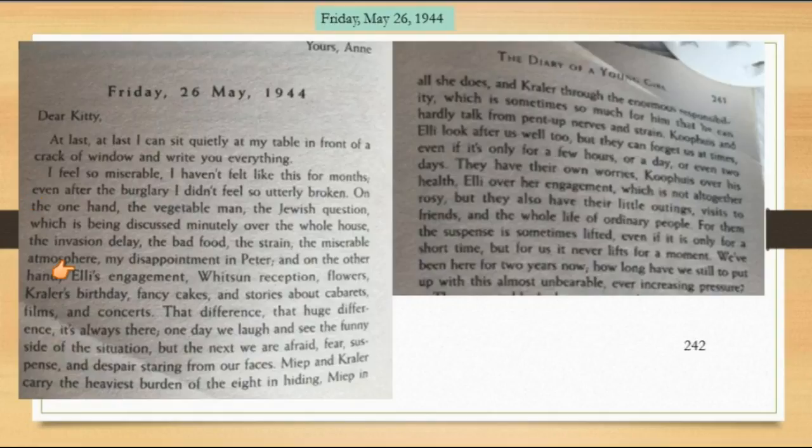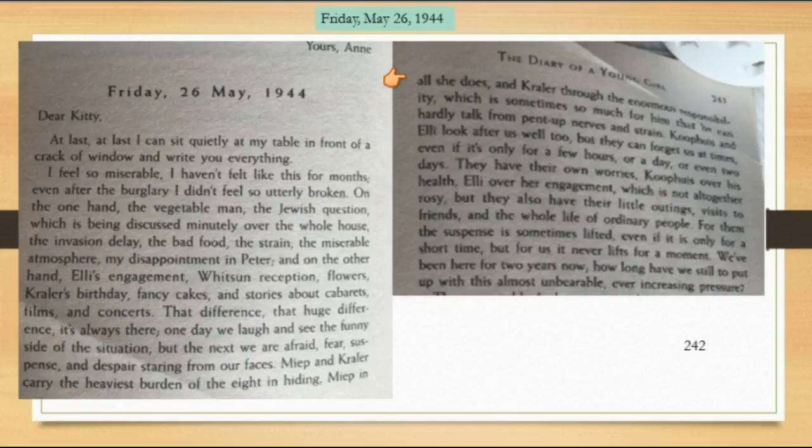Then on the other hand, Ellie's engagement with some reception, flowers, Kraler's birthday, fancy cakes, and stories about cabarets, films, and concerts. That difference, that huge difference, is always there. One day we laugh and see the funny side of the situation, but the next we are afraid, fear, suspense, and despair staring from our faces. Miep and Kraler carry the heaviest burden of the 8 in hiding. Miep in all she does, and Kraler through the enormous responsibility, which is sometimes so much for him that he can hardly talk from pent-up nerves and strain.